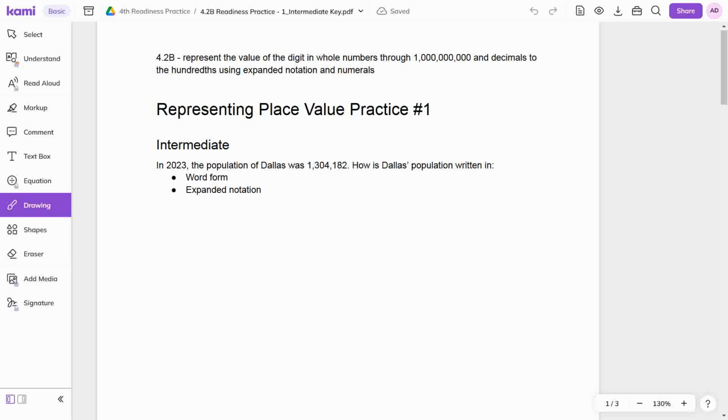Today we are looking at representing place value. This is Readiness Practice, 4th grade, 4.2b.